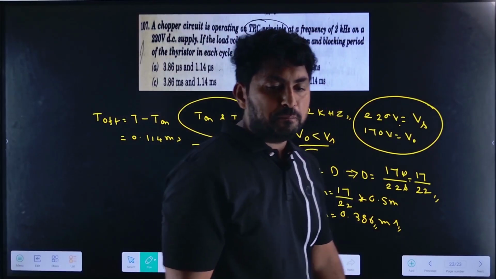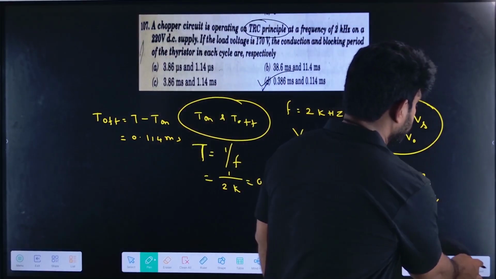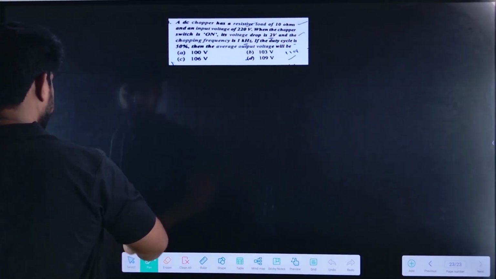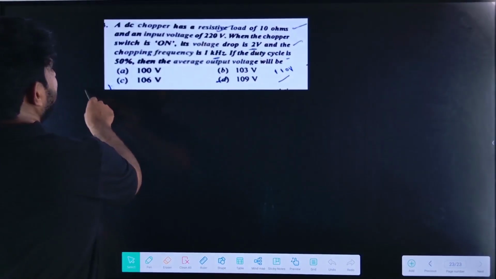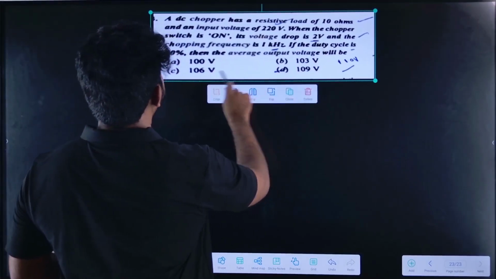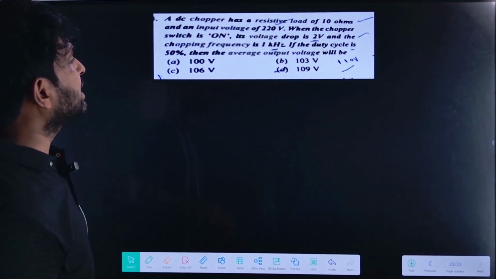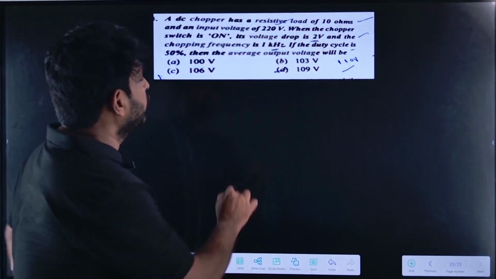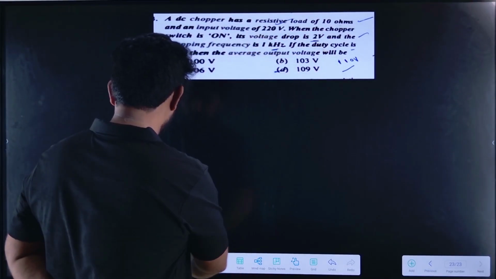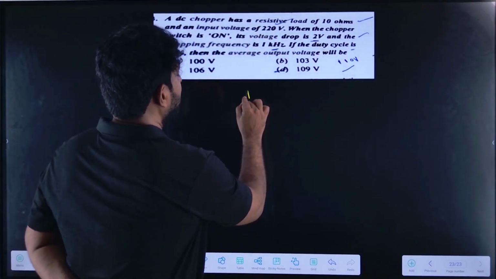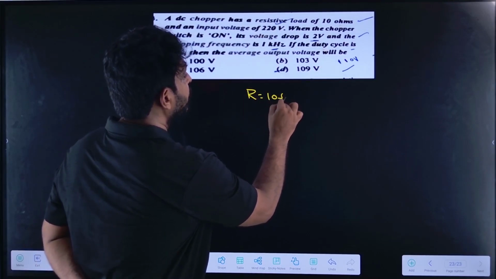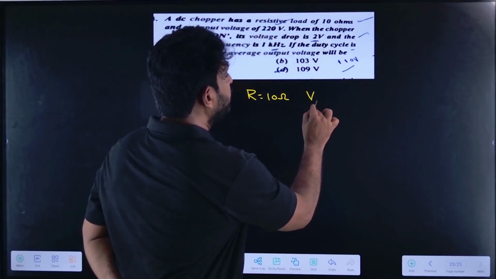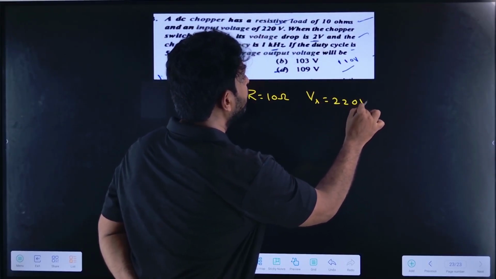Right? So now let us solve the next question, which was also asked in the UPSC civil service examination. A DC chopper has a resistive load of 10 ohms. R is given as 10 ohms. And the input voltage is 220 volts.